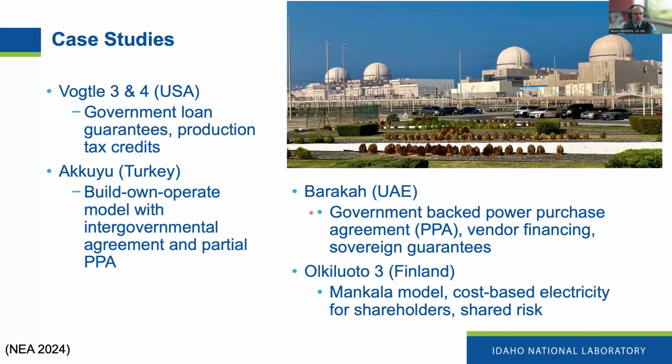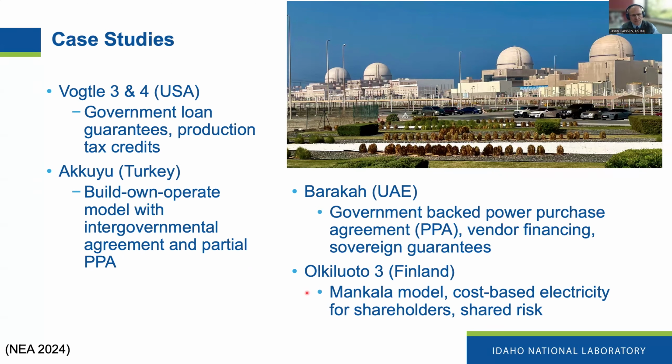The Barakah facility was financed in part by the vendor who built the facility, the Korean agency, as well as by the UAE themselves. And then they created purchase power agreements to guarantee that revenue stream going forward. And then finally in Finland, there was the Mankala model, which is a cost-based model where the cost associated with the amount of electricity that was produced could be passed on to the users of the facility based on the amount of ownership in the investment, so proportional to their investment.